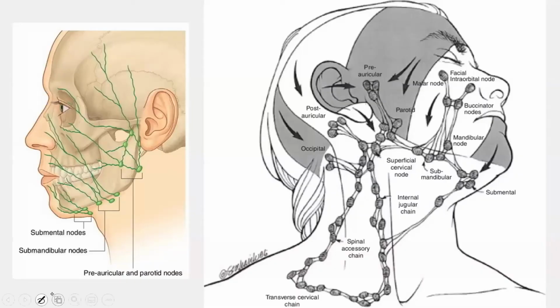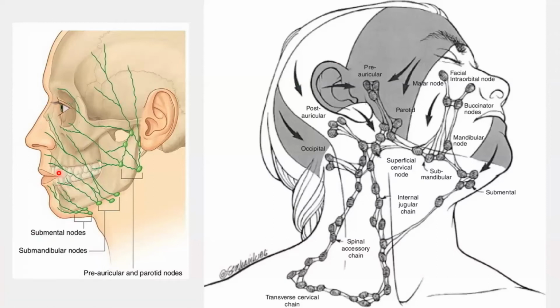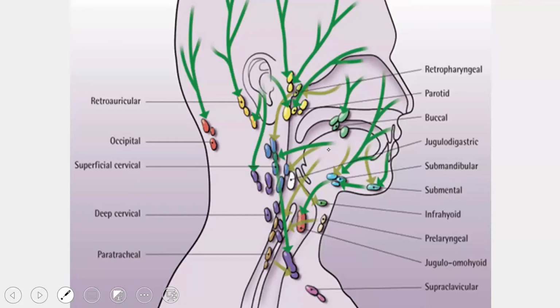Right? Here you see how they drain according to wedge-shaped areas. Here you have the submental nodes, and then the submandibular and the parotid. Here you see the post-auricular and the occipital areas also. So all these areas finally drain to the deep cervical lymph nodes. Okay, so this horizontal group of lymph nodes drains to the deep cervical lymph nodes.